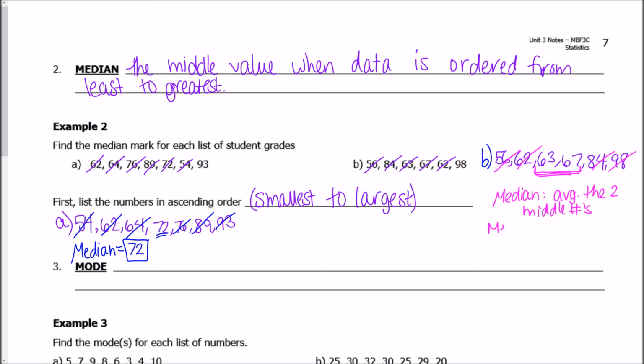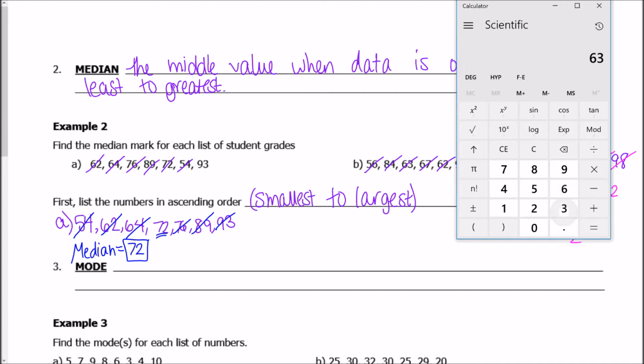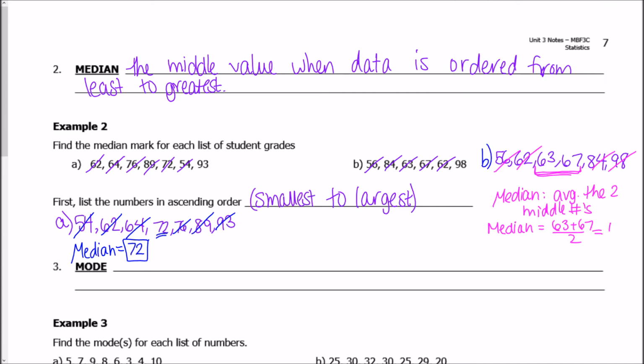So to find the median, I'm just going to add 63 and 67 together, divide that by 2. So then when I add 63 plus 67 together, I get 130. So here I get 130 divided by 2, which is 65. So that means that 65 is going to be my median here. Okay, so that's the second measure of central tendency.